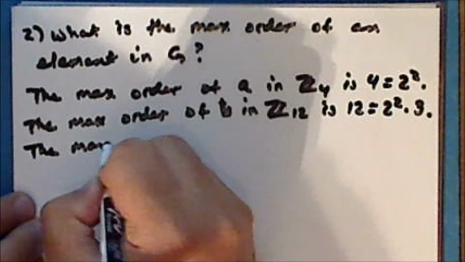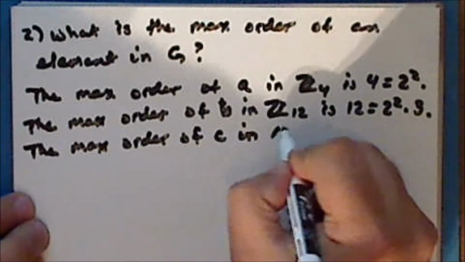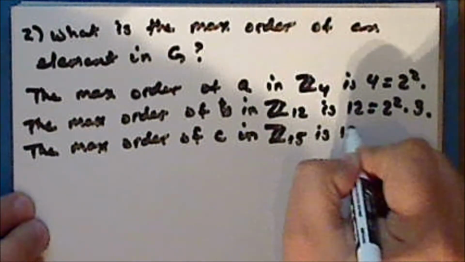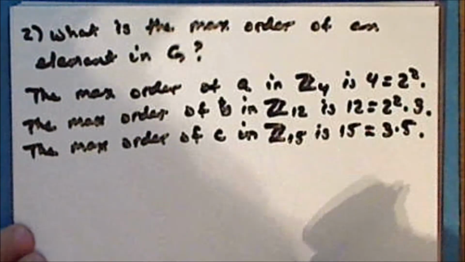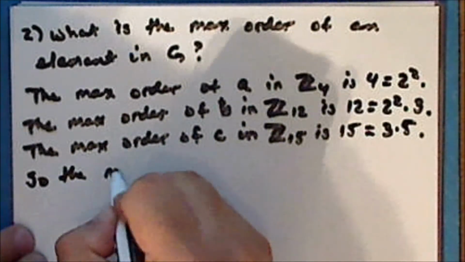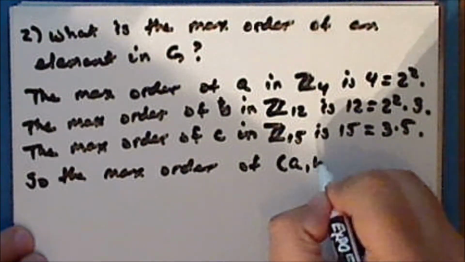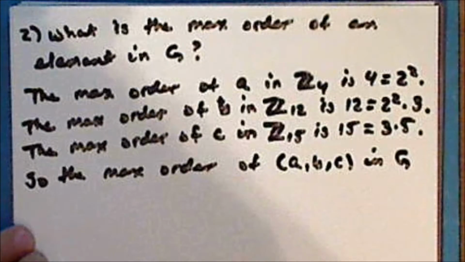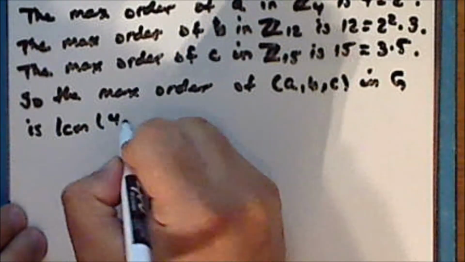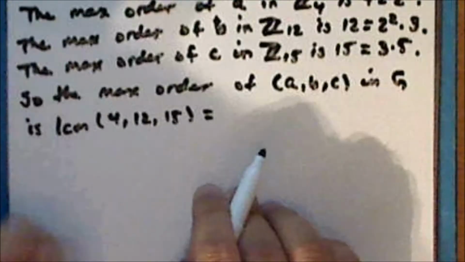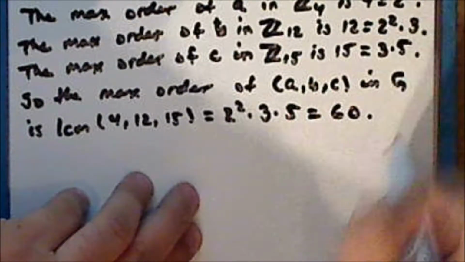And the max order of an element C in the integers modulo 15 is 15, which is 3 times 5. So the max order of an ordered triple (A, B, C) in the group G is the least common multiple of 4, 12, and 15, which is 2 squared times 3 times 5, or once again 60.